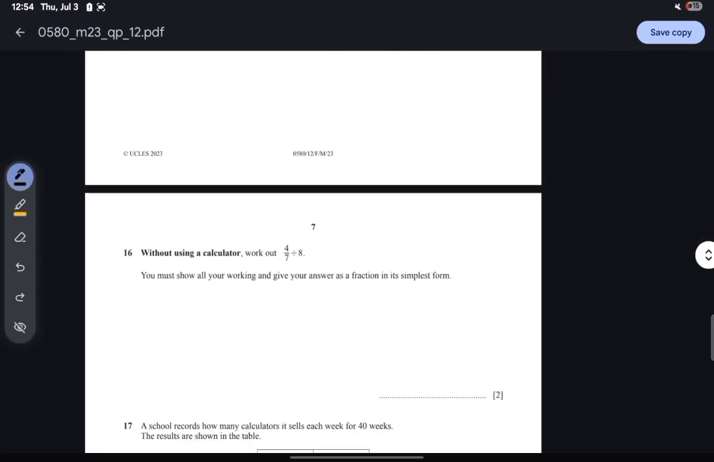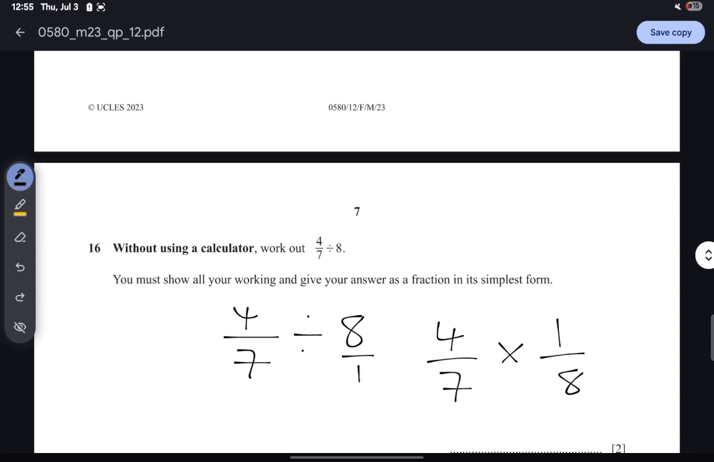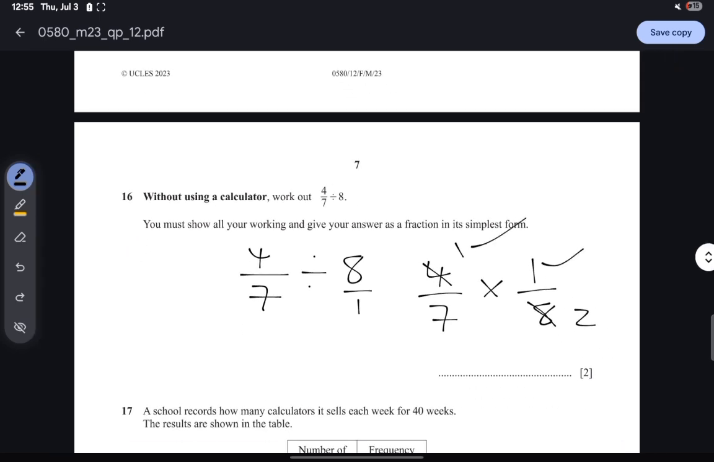Then move on to number 16. And it says, without using your calculator, work out 4/7 divided by 8. You must show all your working and give your answer as a fraction in its simplest form. So we know if it's 4/7 divided by 8, we rewrite it as 4/7 times, then we invert this because initially it's 8/1. It will be 1/8. So 1, then 2, then 1 times 1, you get 1. 7 times 2, you get 14. That's your answer in its lowest terms.